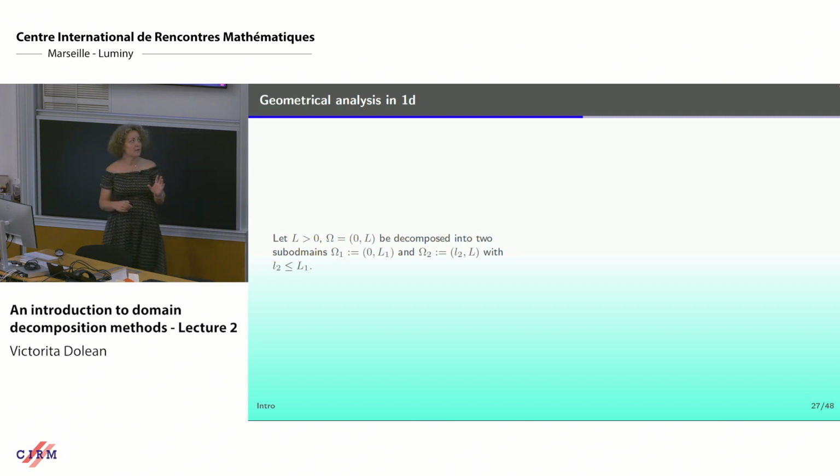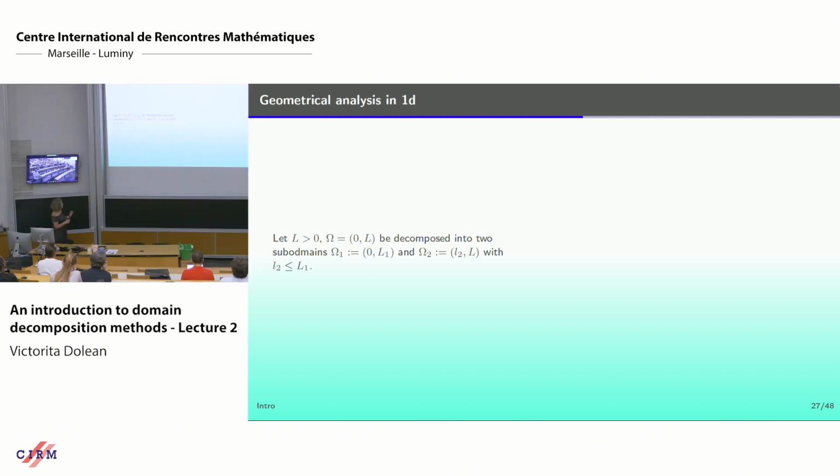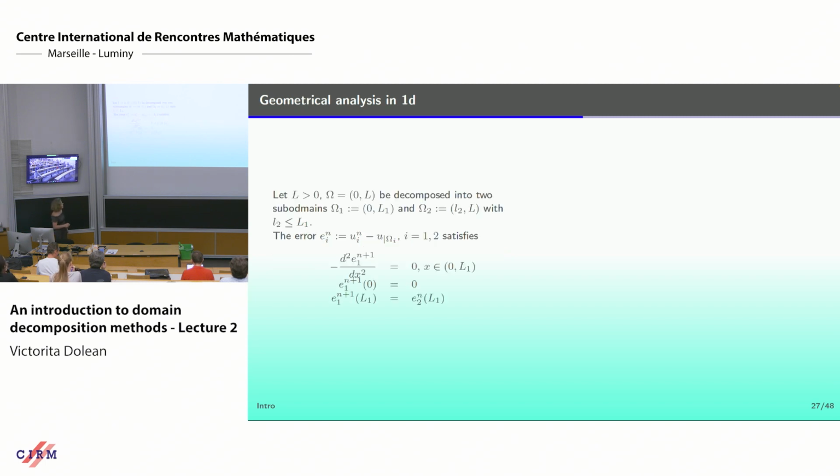So let's start with the one-dimensional case. I take just an interval, which is my domain, this interval (0, L). I decompose it into two subdomains which overlap, okay? And now I just want to compute how the error will decrease throughout the iterations, right? So I compute the error in one domain, in the second domain, I write the interface iteration, and I want to see what is the reduction of the error throughout the iterations, right?